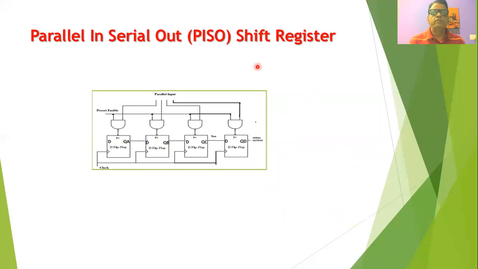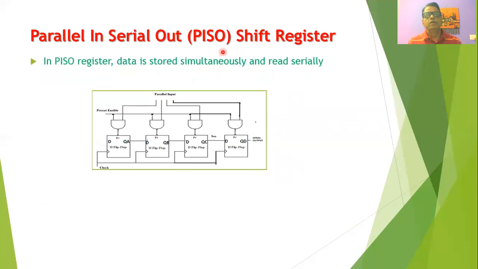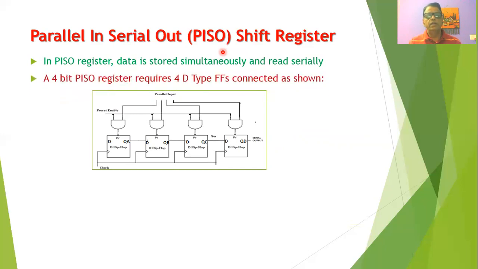The third type of the shift register is being called as a parallel in serial out shift register. In short, we call it as a PISO shift register. In this register, the data is to be stored simultaneously or parallelly, but while reading the data, we need to read it serially. So in order to construct this shift register, again, for the 4-bit register, we will require the 4 D-type flip-flops, and they are to be connected as shown in this diagram.